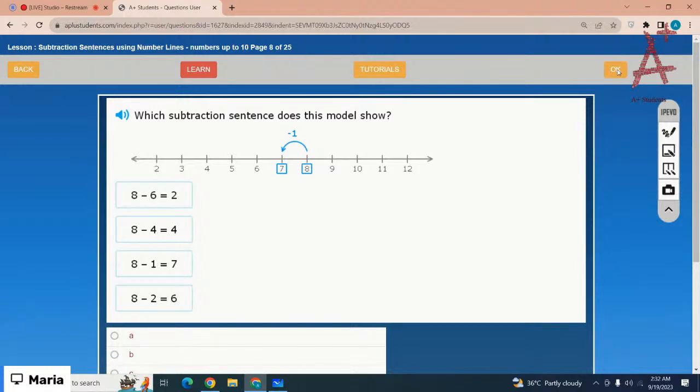Which subtraction sentence does the model show? So, which is the correct option? Yes, you started with 8. You take 8 take away 1 and you are left with 7. 8 take away 1 equals 7. The correct option is 8 take away 1 equals 7. That would be option C again, right?